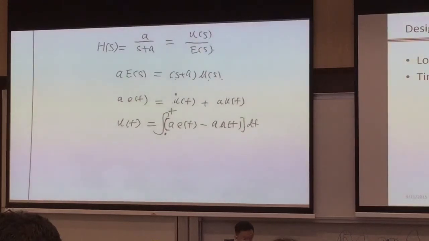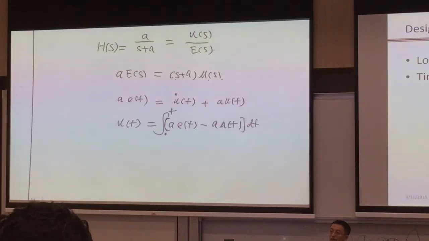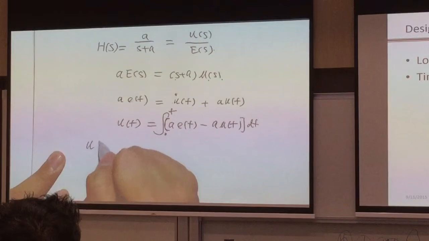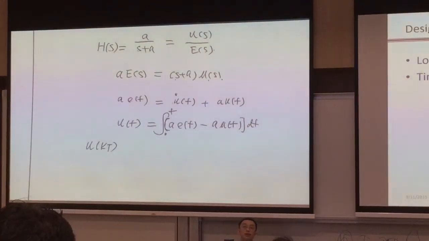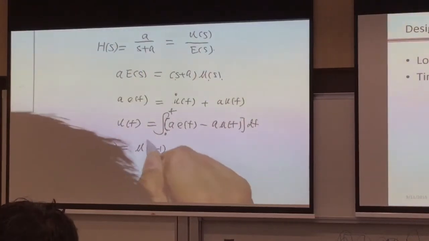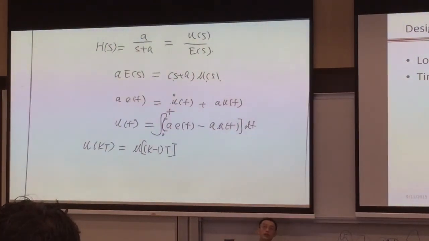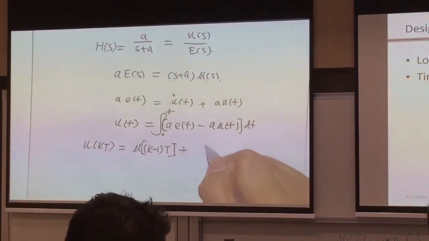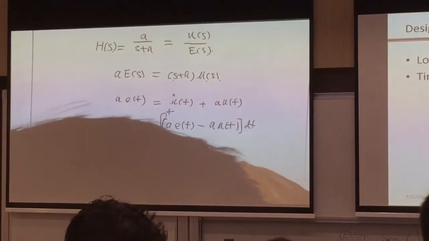Once you have the differentiation or the integration, you can try to get an equivalent difference equation. So if you want to know what is your u(k) in your digital domain, you look for the difference. You look at the previous step, which is u(k minus 1). Then you do that integration, from k minus 1 to k.